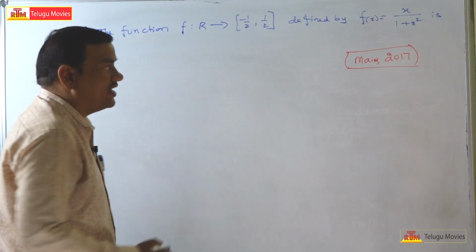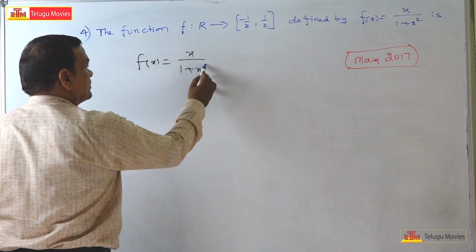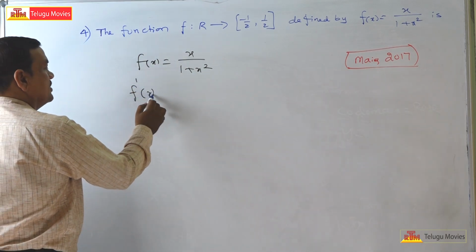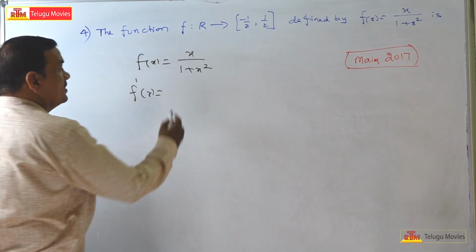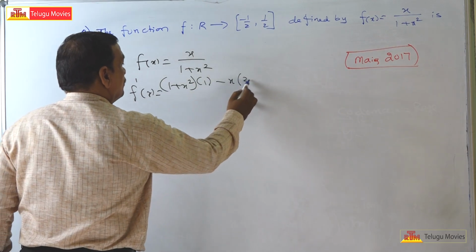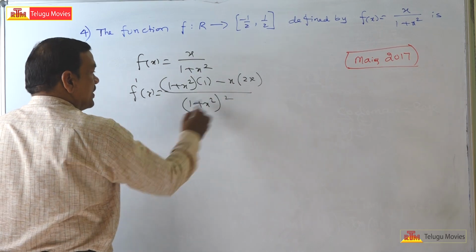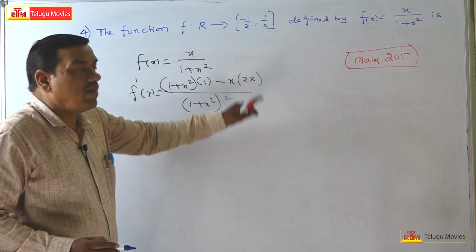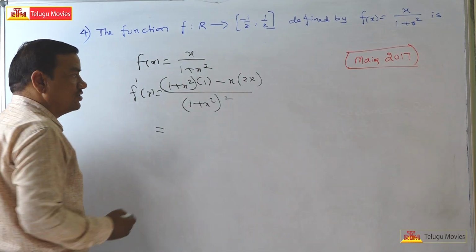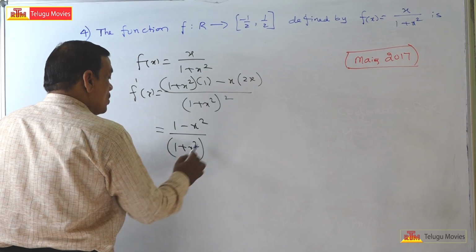Here it is given that f of x is equal to x upon 1 plus x square. Now f dash of x, using the u by v formula, is 1 plus x square times 1 minus x into 2x, over 1 plus x square whole square. So this is 1 minus x square minus 2x square... x square minus 2x square means 1 minus x square upon 1 plus x square whole square.